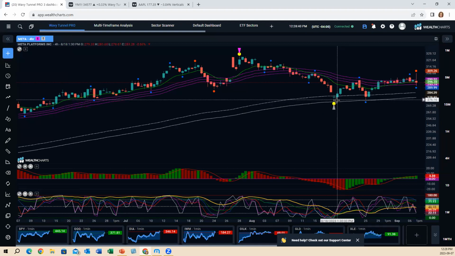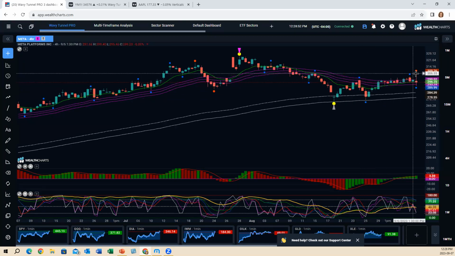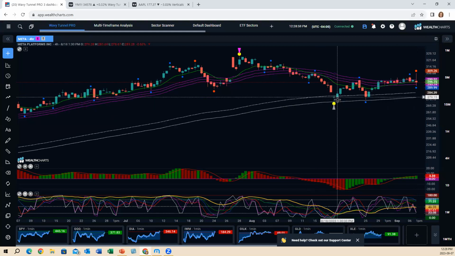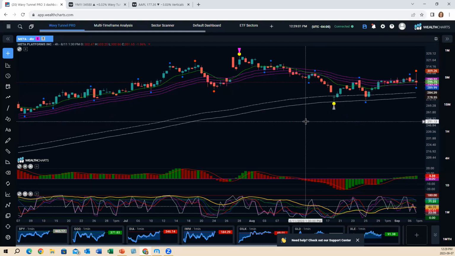So that was at 276, and then we went up to 299, back down again, and then the high was about 306. So anyway, this would have shown up on the scanner, not on the wealth charts, but on the other scanners.